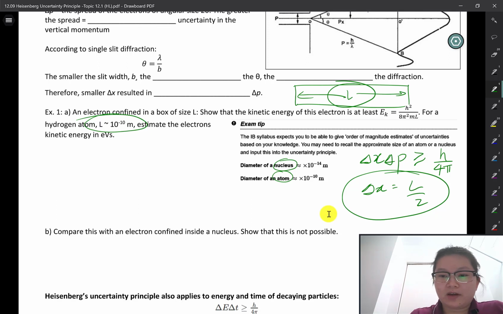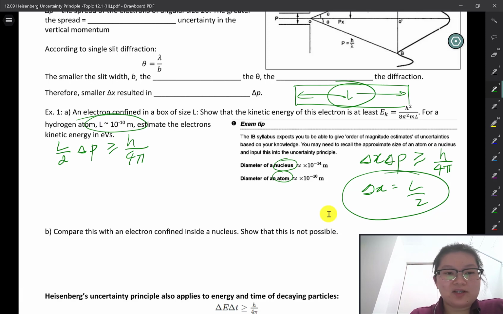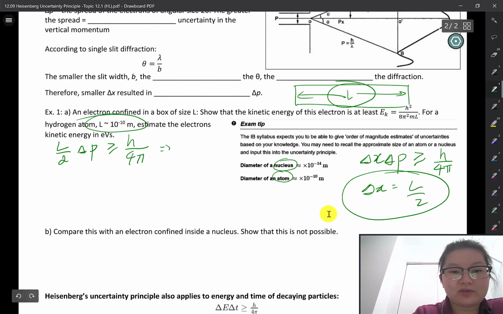So there you go. If we use delta x as half the length of the size of the box, then we end up over here with L over 2 times delta p, which is greater than or equal to h over 4 pi. If we rearrange this for delta p, then the momentum uncertainty is going to be greater than or equal to 2h over 4 pi L.